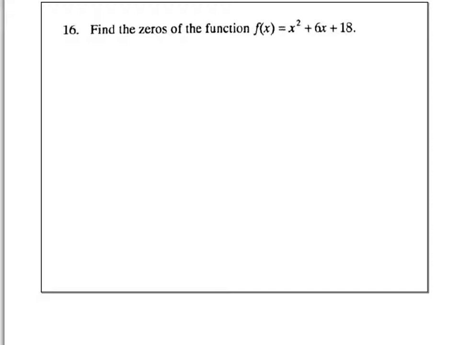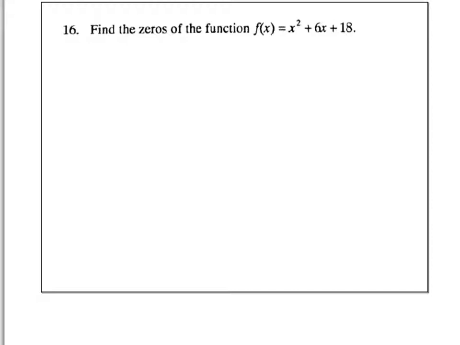Here's another find the zeros, which again, remember, is the same thing as finding roots or solving. You could do this problem one of two ways. Since it's just x squared, you actually could probably make the Santa hat work for this one if you could find factors of 18 that add up to 6. So let's think about that.